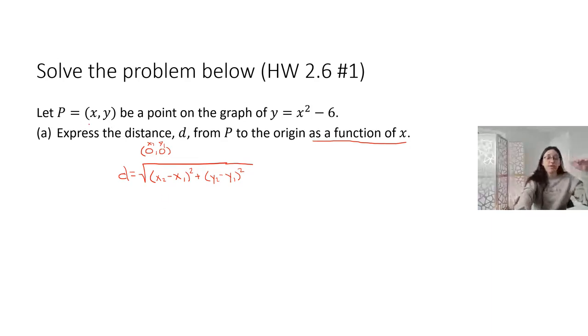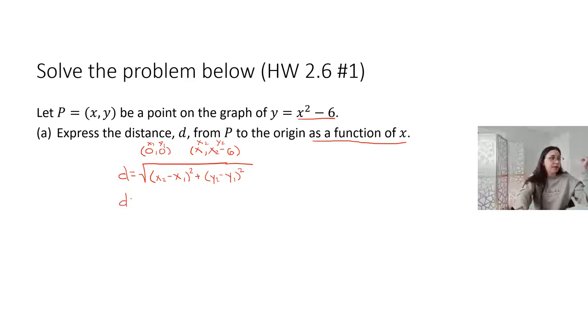The second point is some point on the function where x is just x and y is defined as the function x squared minus 6. So again, we don't want to write this in terms of y, we just want to write it in terms of x. Our y is x squared minus 6, and that is our y2. So this is our (x2, y2) in our formula. We have everything we need. We're going to plug it in, and then we'll have some simplifying to do.